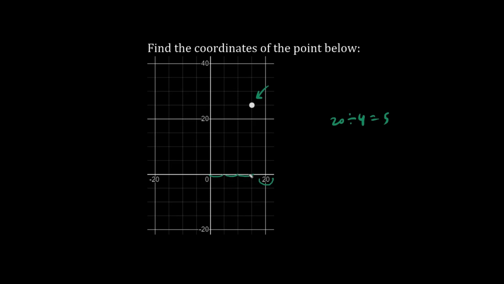So we have 5, 10, 15. 15 units to the right is the x coordinate, 15, something. Now again, we have 5, 10, 15, 20. Each unit up, each square up represents 5 units. So we have 5, 10, 15, 20, and 25. So we have 25 units up. These are the xy coordinates.